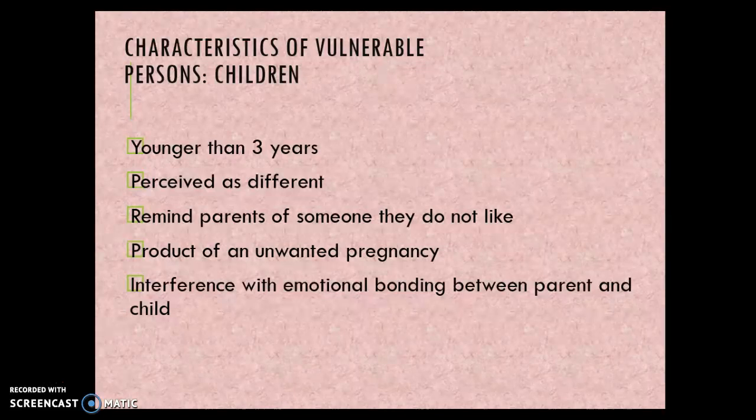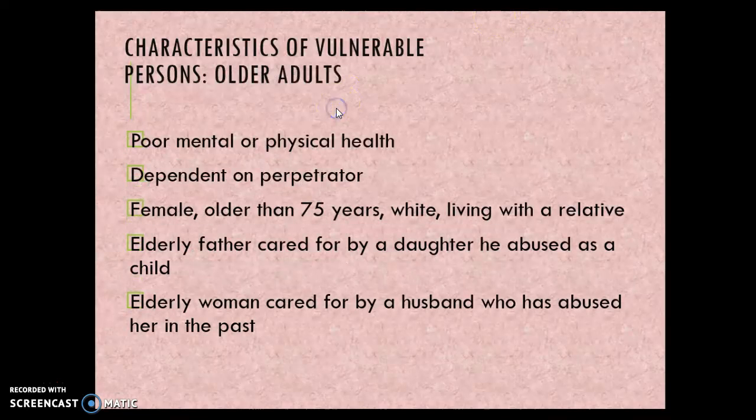Children, vulnerable children, so typically younger than 3 years of age because they can't really communicate what's happening to them. Maybe because they're perceived as different. They remind the parents of someone they do not like. They can be a product of an unwanted pregnancy and the interference with emotional bonding between parent and child. So there's a ton of different things that can make a child vulnerable to abuse.